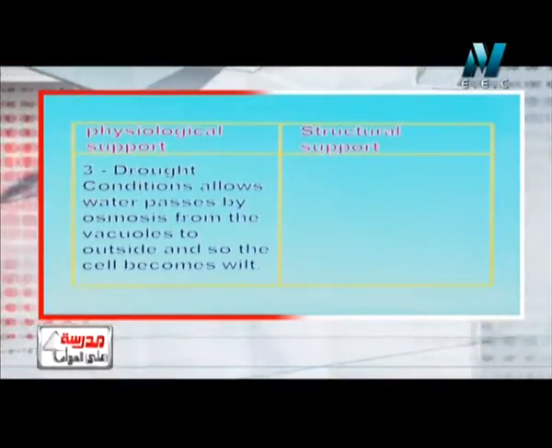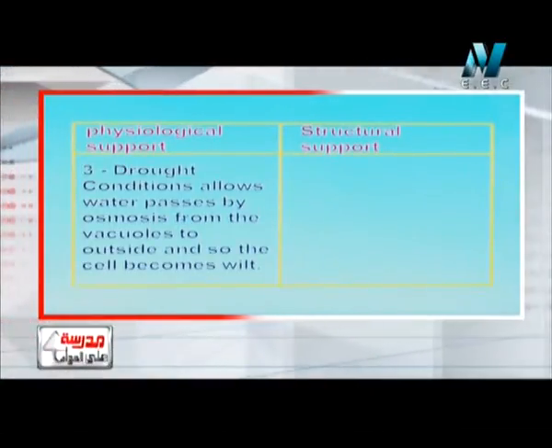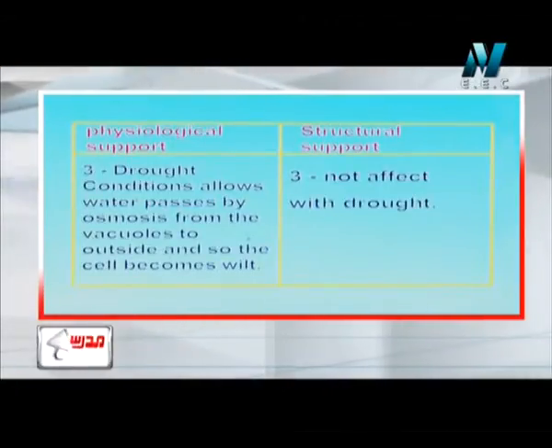Drought, if there is no water, what happens? The plant wilts. Why does the plant wilt? Because it loses all the water. This is in the drought or in the desert. What happens to the plant? No water at all. So the plant wilts because it loses all the water inside it. But structural support is not affected by drought.